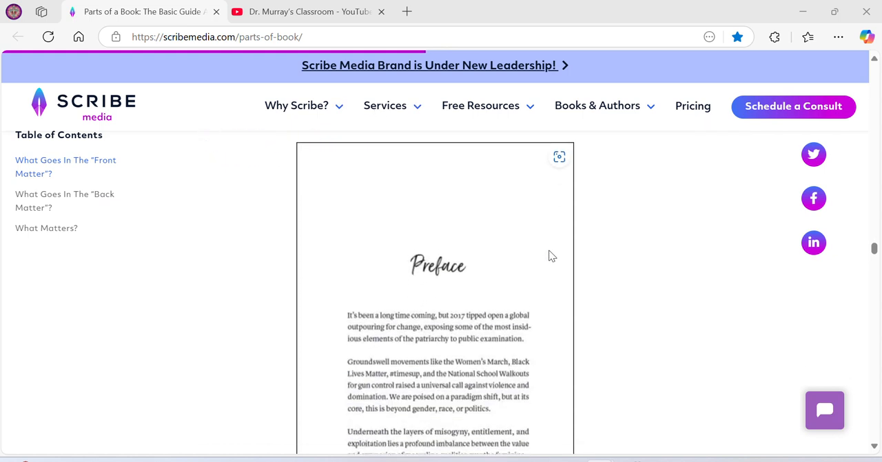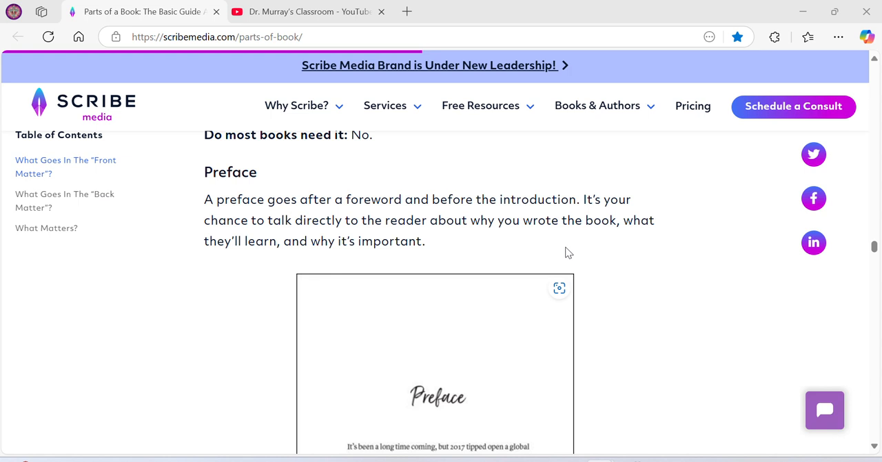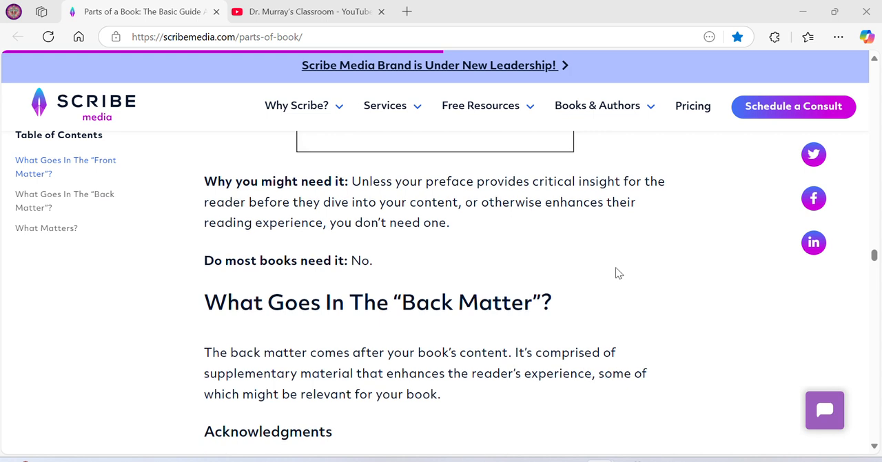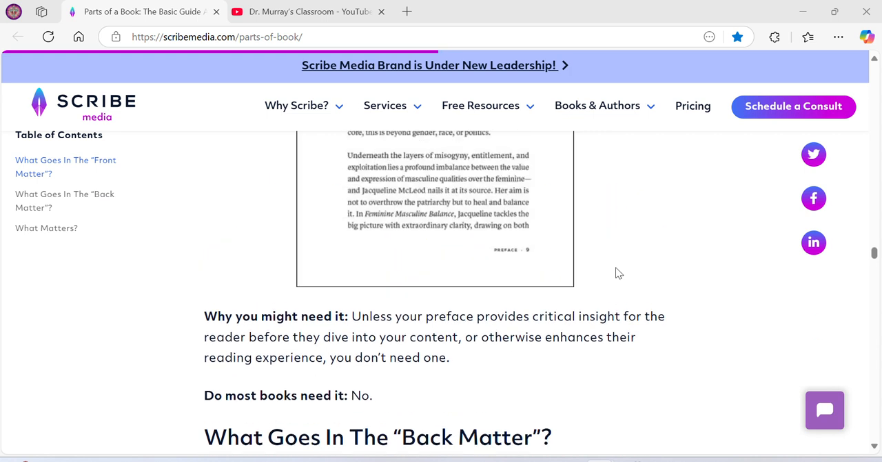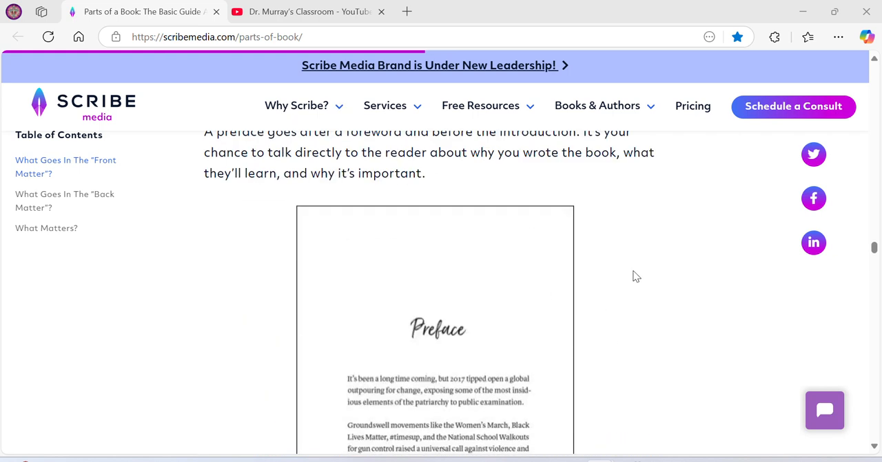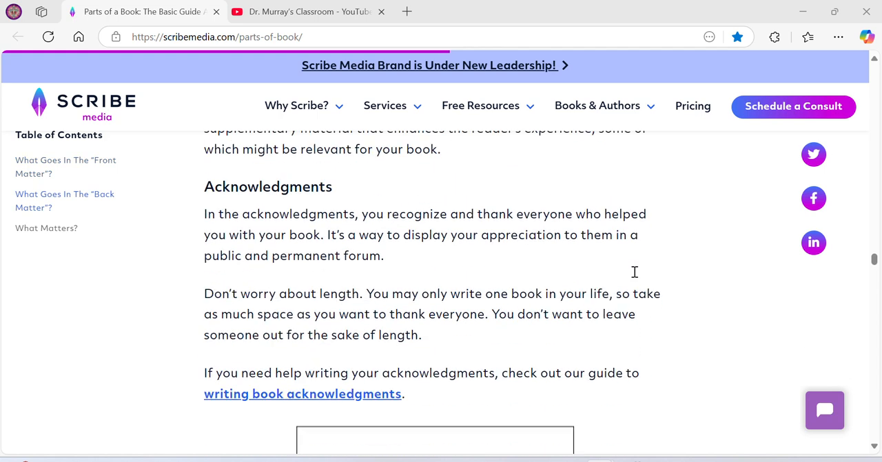Okay, the preface. The preface goes after the foreword. It's a chance to talk directly to your reader about why you wrote the book. It's not necessary, but people have their reasons for writing books, and it might inspire others. People write books because they went through something in life, had a traumatic event or something like that, and they may want to share that story with them. So you will put all of that in the preface.